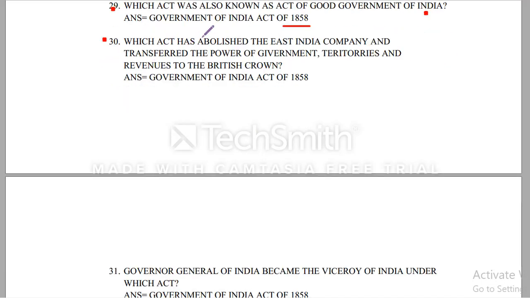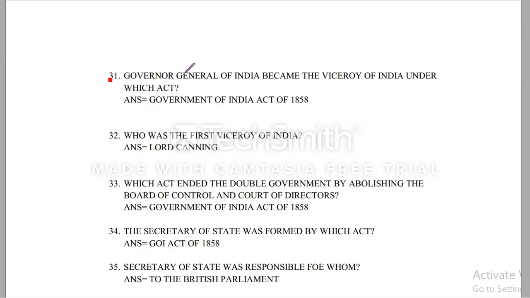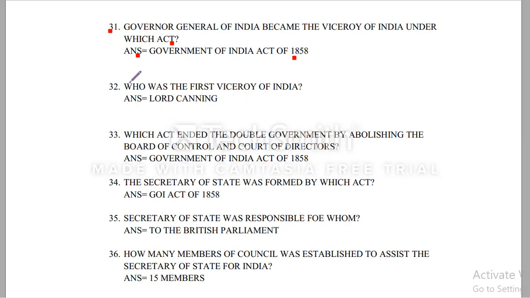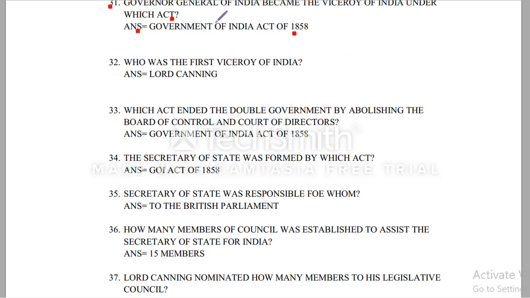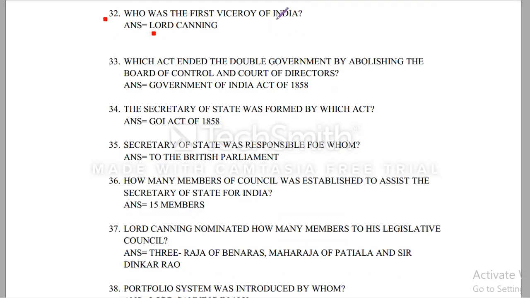30. Which act abolished the East India Company and transferred the power of government, territories and revenues to the British Crown? Answer is Government of India Act of 1858. Next, Governor General of India became the Viceroy of India under which act? Answer is Government of India Act of 1858. Very important question this is. Next question. Who was the first Viceroy of India? Again very important. It's Lord Canning, first Viceroy of India.